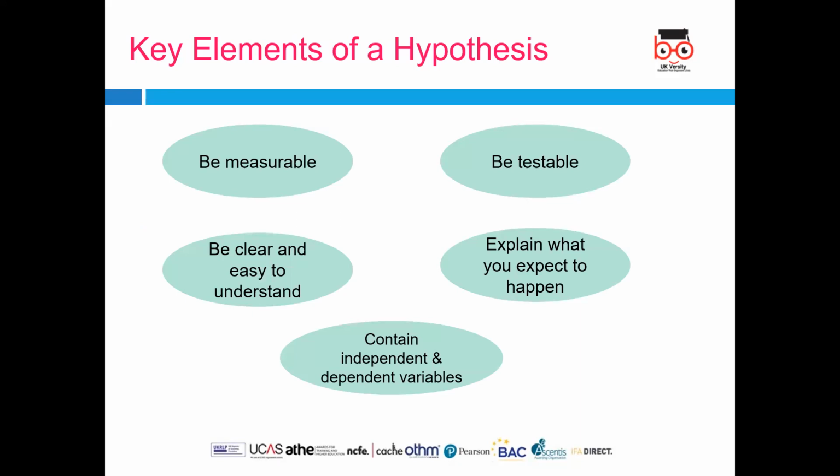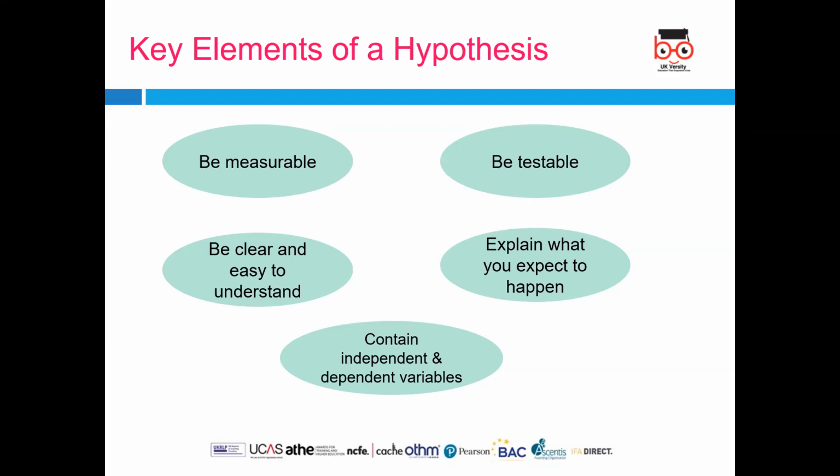Next, let's look into the key elements of a hypothesis. The first and foremost criterion is that a hypothesis should be measurable. So basically what you are testing should be measured. The second thing is that a hypothesis should be testable. So basically you can test whether the hypothesis can be accepted or rejected.